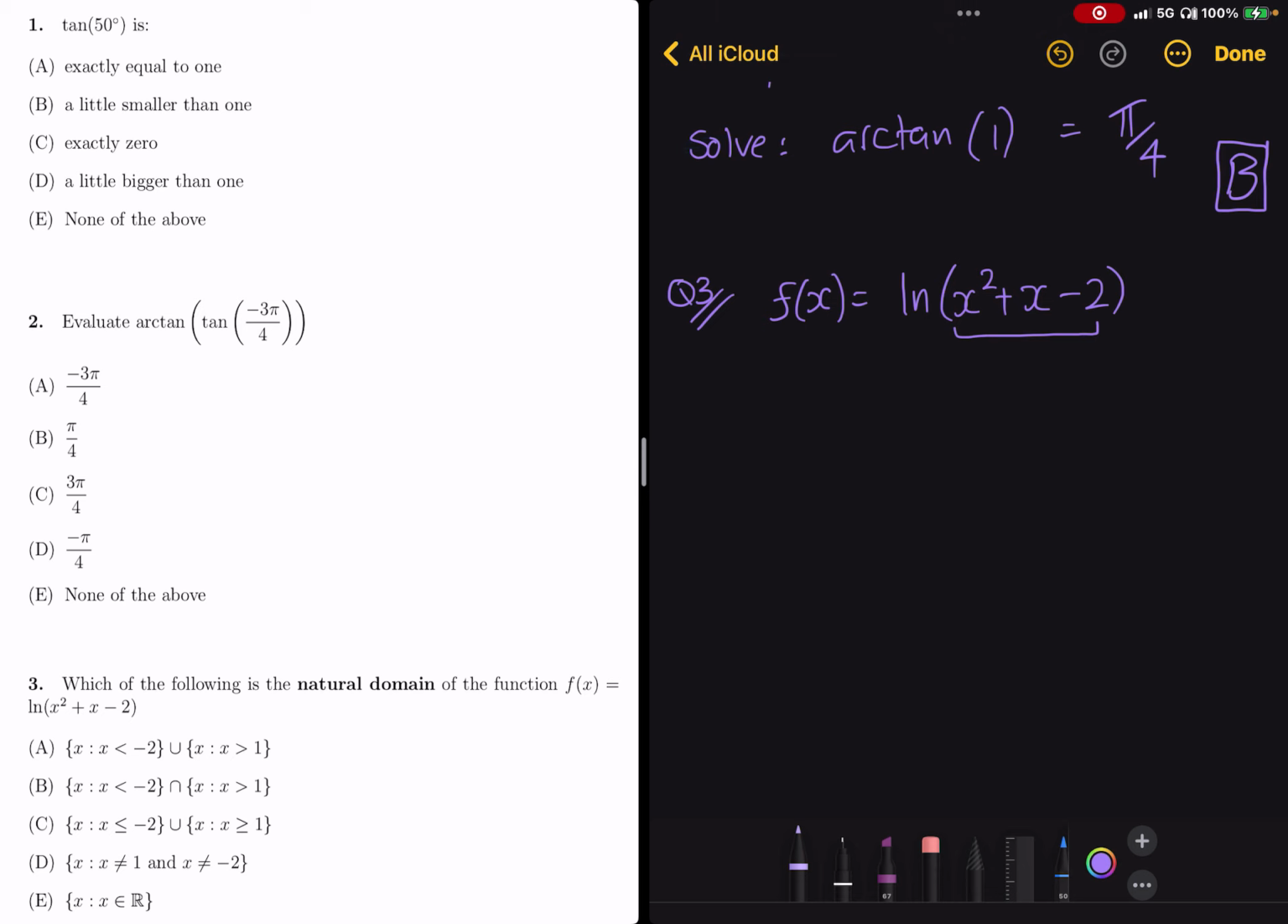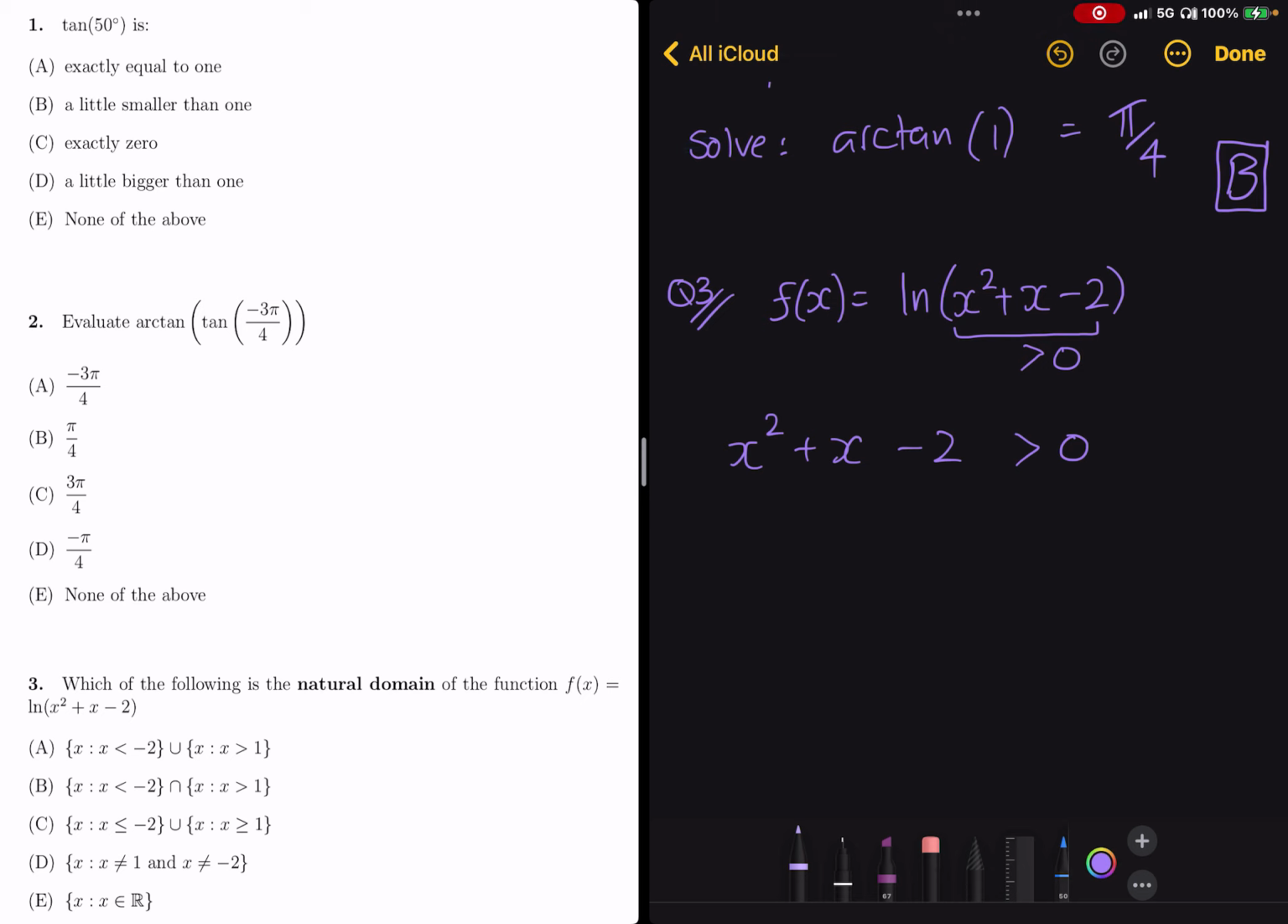This has to be positive, right? So this has to be greater than 0. This is our main restriction in this particular case. We really just need x squared plus x minus 2 to be greater than 0. Now, we can find when it's greater than 0 a number of different ways. We could graph this, and then we could find the points where the parabola is above the axis. And that's not a bad way to go.